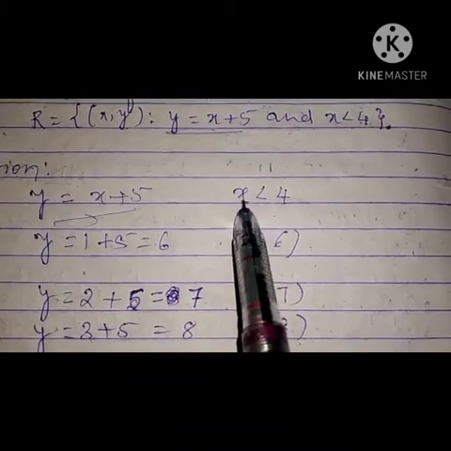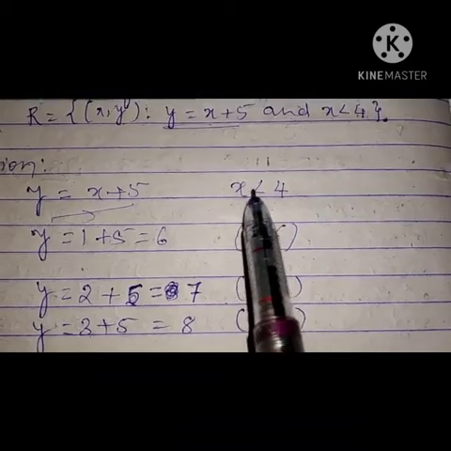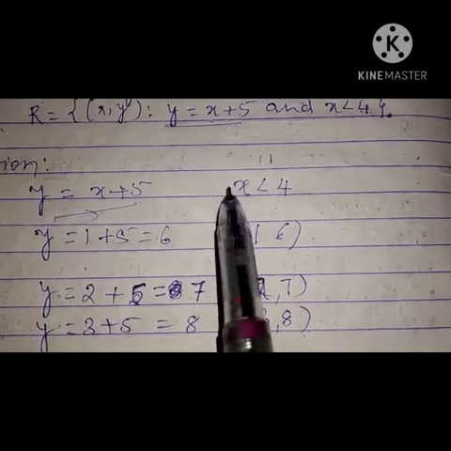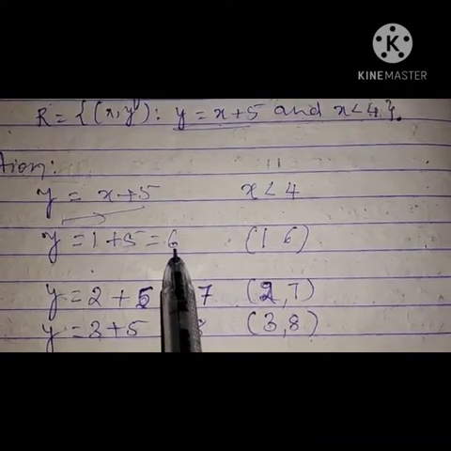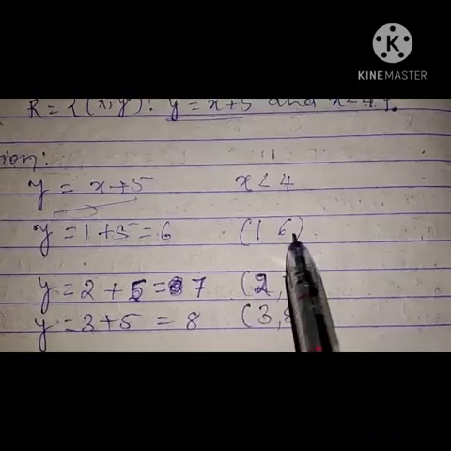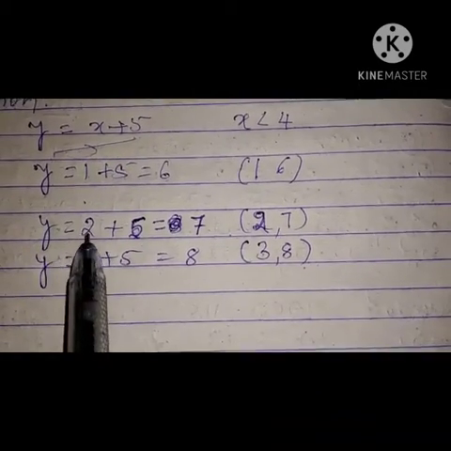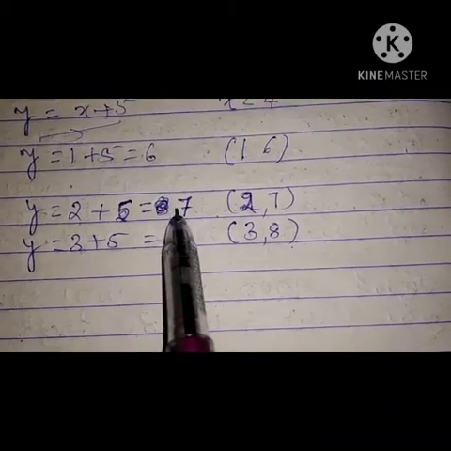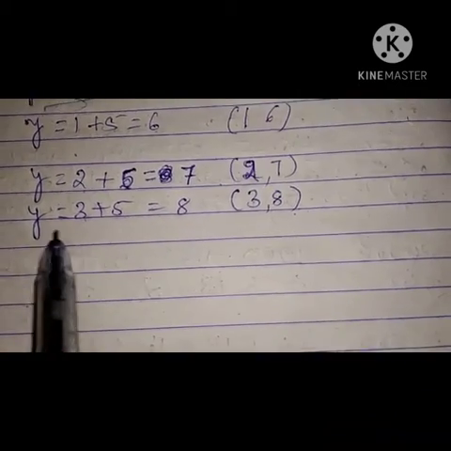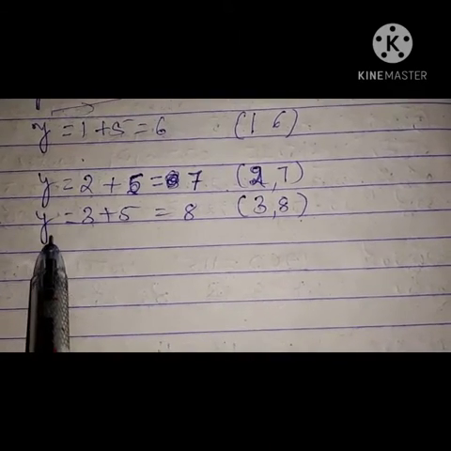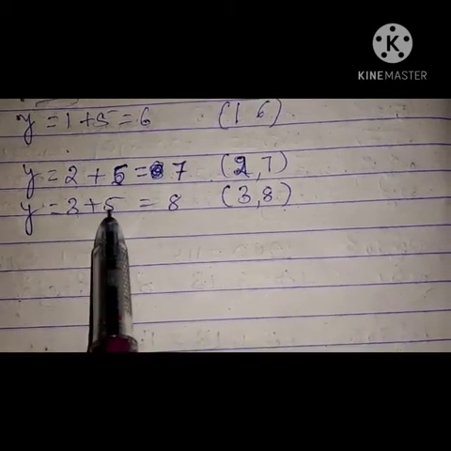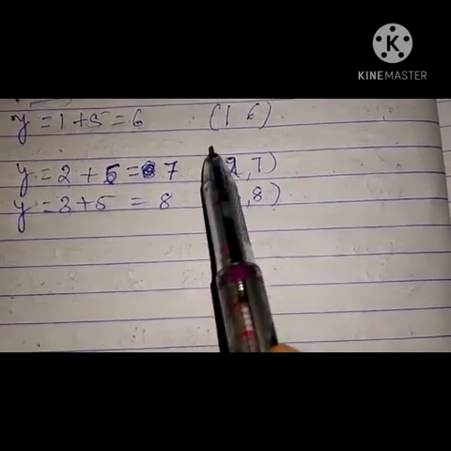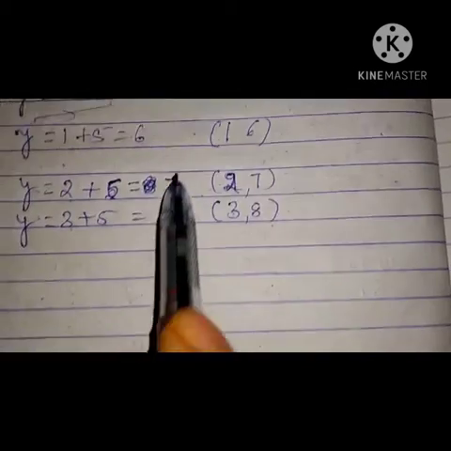So the possible set of x, with x less than 4, is 1, 2, 3. We put 1 in the place of x, that is y is equal to 1 plus 5 is equal to 6. The possible ordered pair is (1, 6). Next, we put 2 in the place of x, that is 2 plus 5 is equal to 7. (2, 7) is the second ordered pair. Next, x is equal to 3, 3 plus 5 is 8. (3, 8) is the third ordered pair. These are the possible ordered pairs related to this relation.